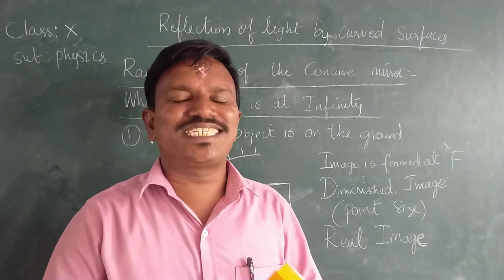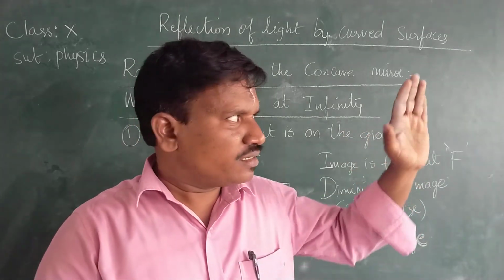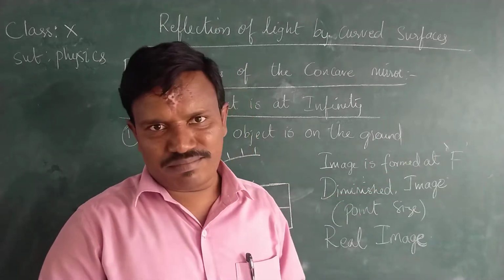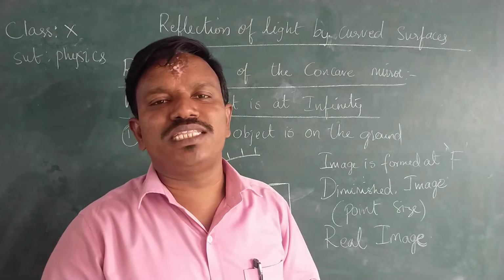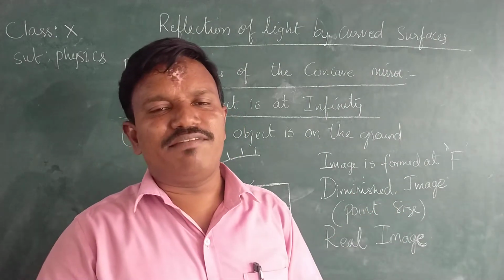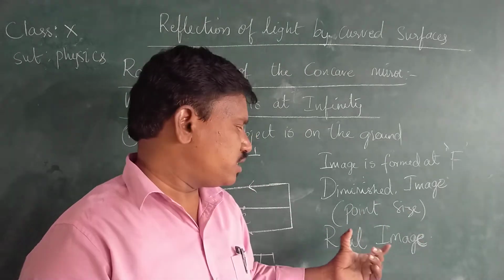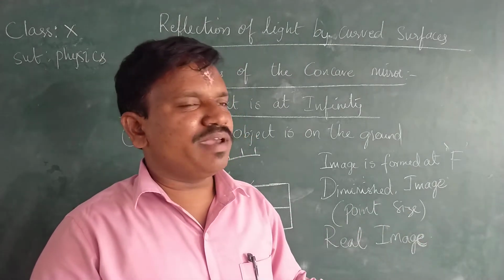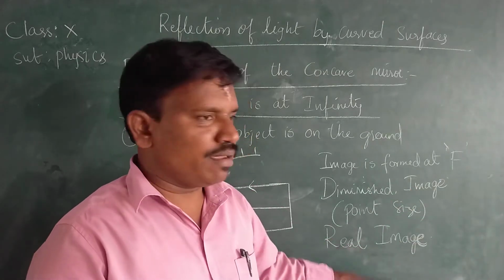Then what do you mean by the screen? Screen means a piece of paper, a white board, a green board or a wall. All these come under the screen. Therefore, it can be caught on the screen. We can capture that image on this screen. Therefore, if the image is captured on the screen, then we say that it is the real image.